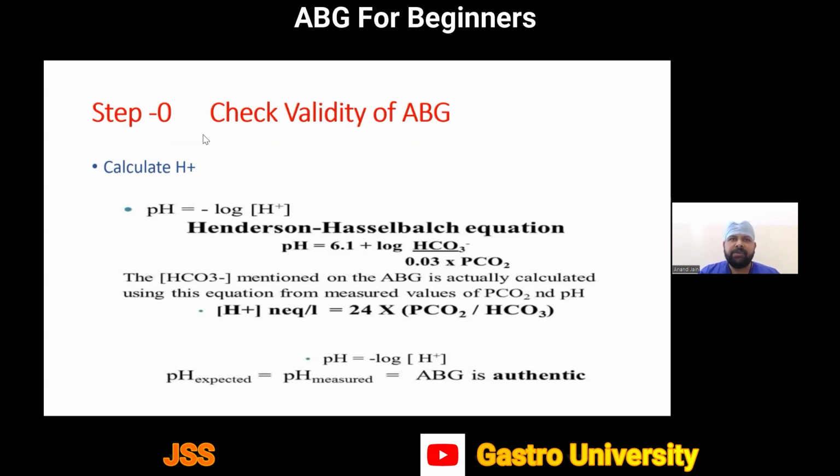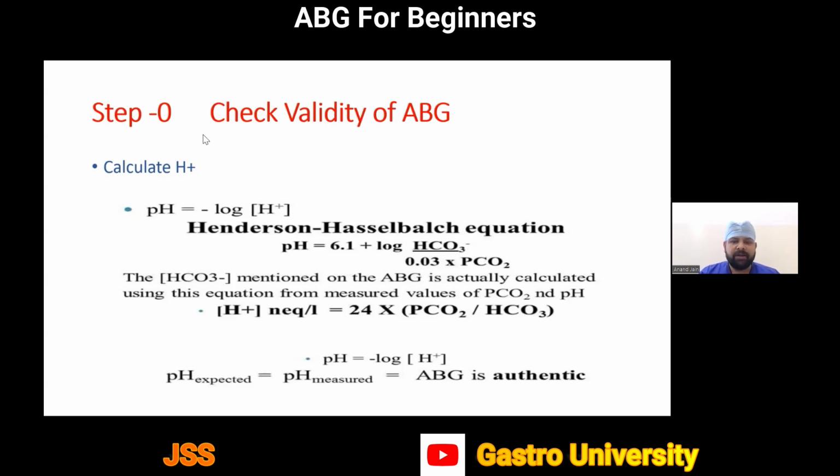Okay, so the first thing is checking the validity of the ABG. For checking the validity of the ABG, one has to calculate the hydrogen ion concentration. As we have already talked about the Henderson-Hasselbalch equation, the pH is equal to 6.1 plus log of bicarb divided by 0.03 into PCO2. Or to ease things out, hydrogen ion concentration in nanoequivalents per liter is equivalent to 24 into PCO2 divided by bicarbonate. In ABG, we have already seen that the PCO2 and bicarb are measured, so we can calculate the hydrogen ion concentration through it. And the negative logarithm of this hydrogen ion concentration is going to be the pH. So if the pH mentioned on the ABG is equivalent to the pH which you have calculated, the ABG is called authentic.